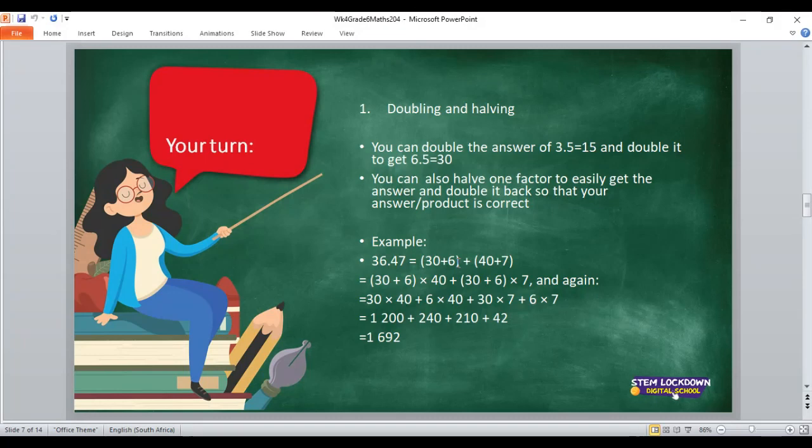How many zeros do you have there? It's 1 zero, and then you add the number of zeros. Also, on 30 multiplied by 7, if you know that 3 multiplied by 7 is 21, how many zeros do I have? It's 1, then you add that 0 there, it is equal to 210. Then your easiest multiplication fact, which is 6 multiplied by 7, you get 42. Now you give us your product, or rather your answer, which is 1,692.